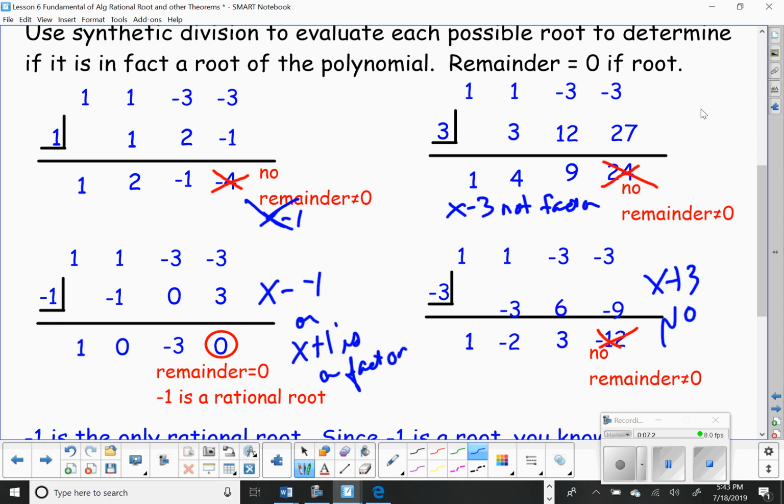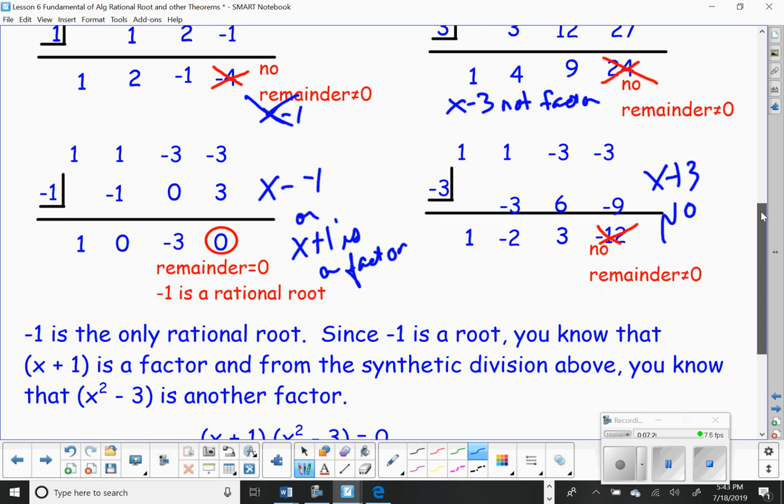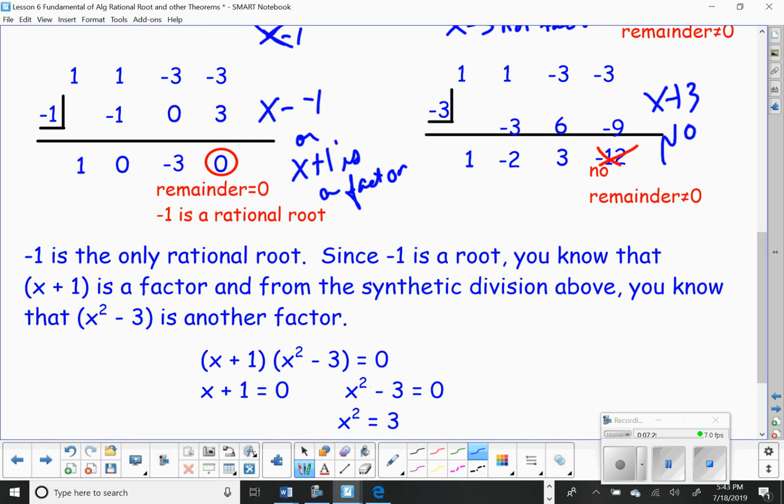Now, how in the world does that help? Well, notice you've done a couple of things. By using synthetic division, not only do I have a remainder of 0, and I know that x plus 1 is a factor, I also know that if this was x cubed, this is the coefficient for x squared, this is the coefficient for x, and this is the constant. So now I know that I have x plus 1, and then I have x squared plus 0x, so I don't write that in, minus 3. So this is how I know these factors.